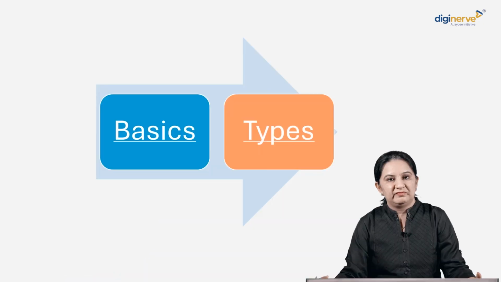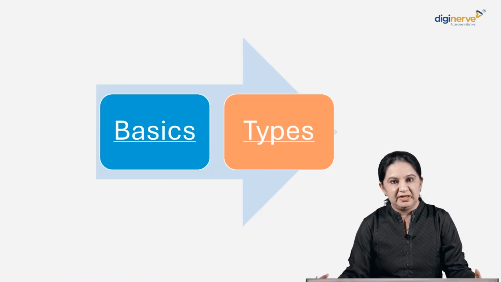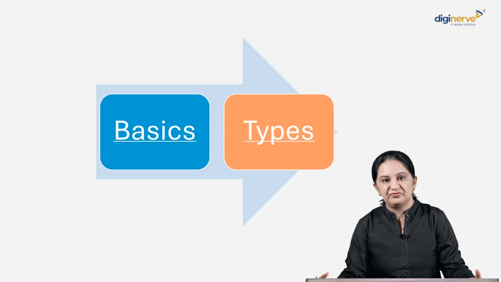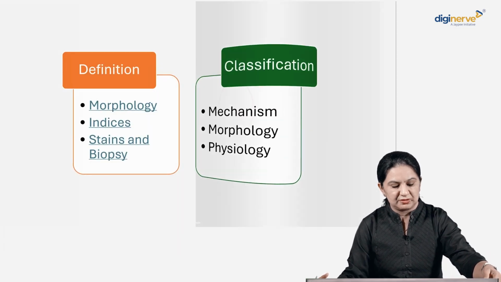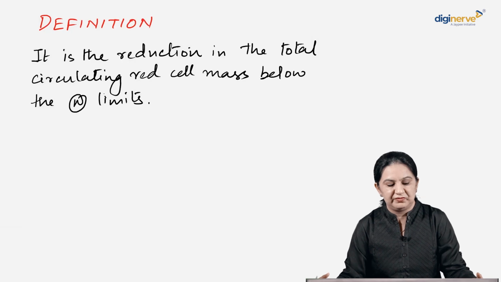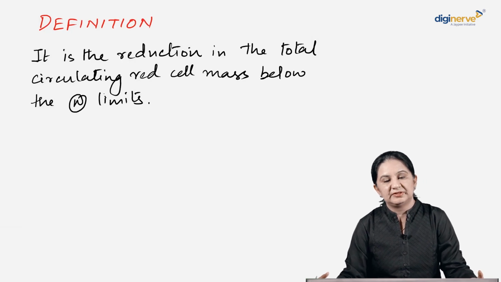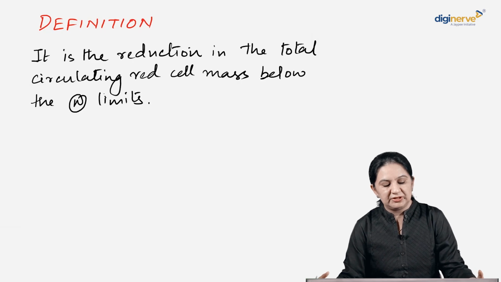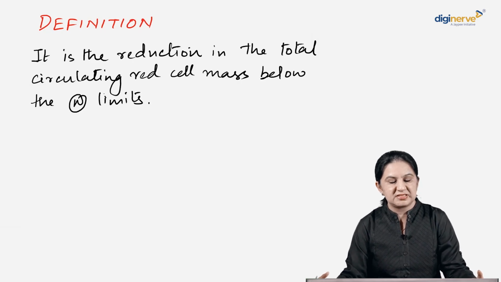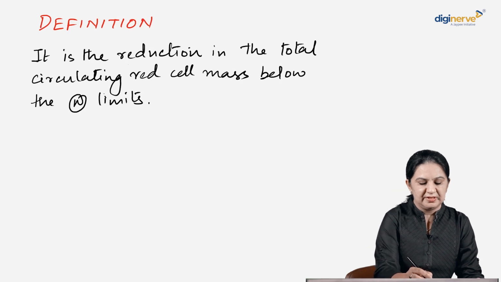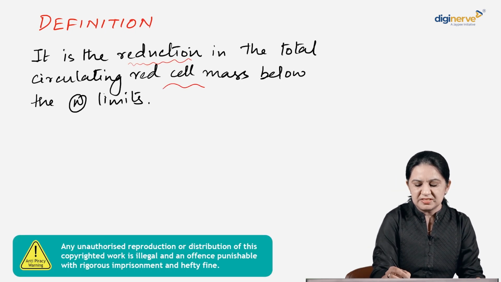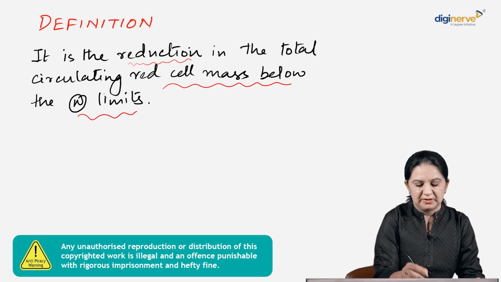So let's begin. We will first cover the basics of anemia and then go on to the types of various anemias. Beginning with the basics, the definition. What is the definition of anemia? How do you label a person anemic or not? Anemia basically is reduction in the total circulating red cell mass below the normal limits. Two important points to remember are reduction in red cell mass, and that it is below the normal limits.